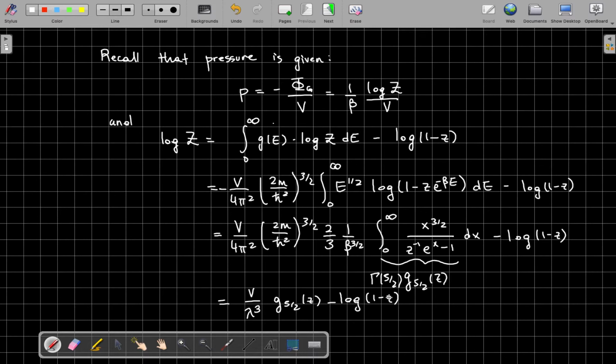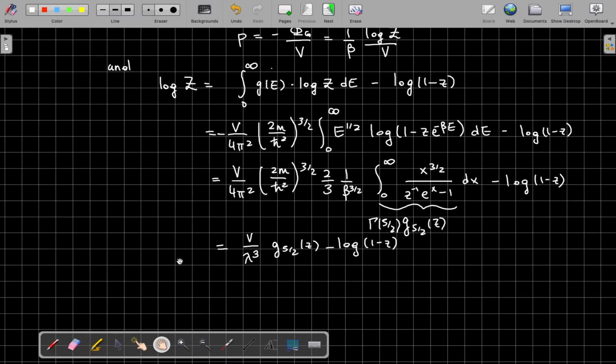And so if we divide everything by V and beta, we get the pressure. So the pressure is going to be equal to kBT over lambda cubed g of 5/2 of z, minus kBT over V log of 1 minus z.